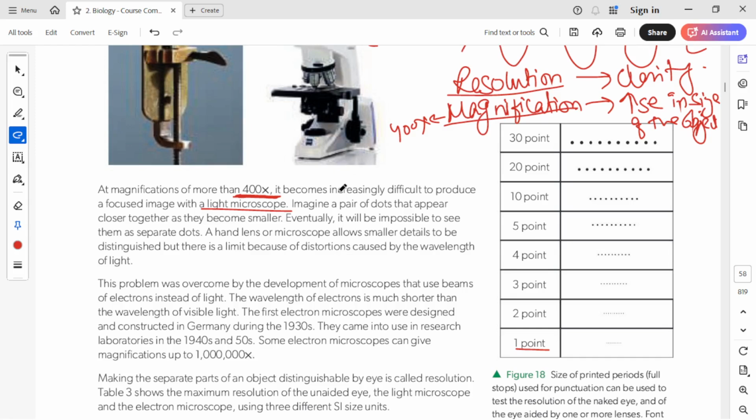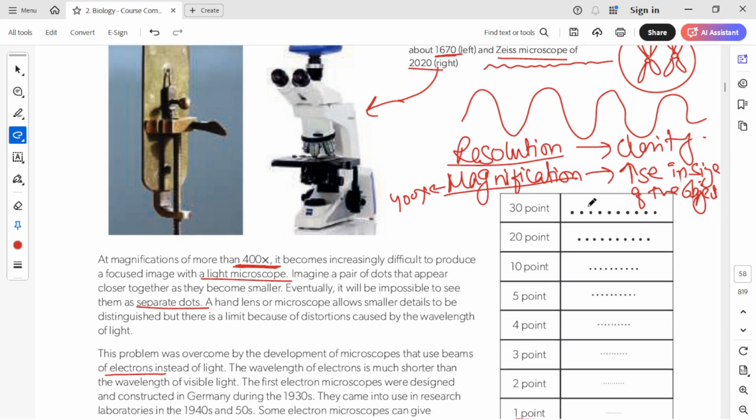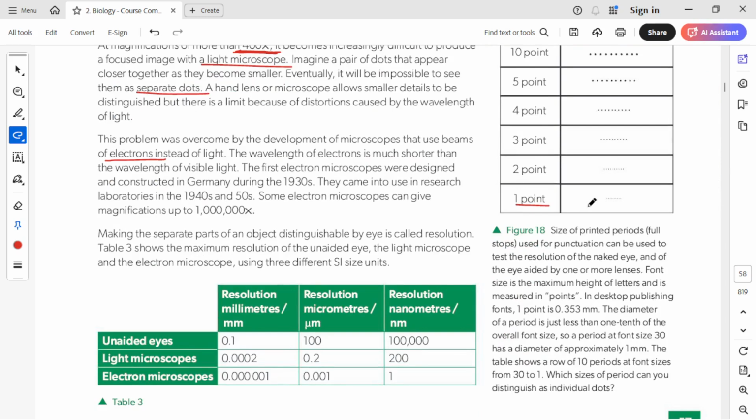So the image of a pair of dots that appear close together becomes smaller. Eventually it will be impossible to see them as separate dots. So that is why this problem was overcome by development of microscopes that use beams of electrons. Now the electron's wavelength is actually very small when compared to light. So if the light wavelength is like this, then the electron's wavelength will be very less compared to this. So here we can see a better resolution when compared to a light microscope. That is why electron microscopes came into existence.